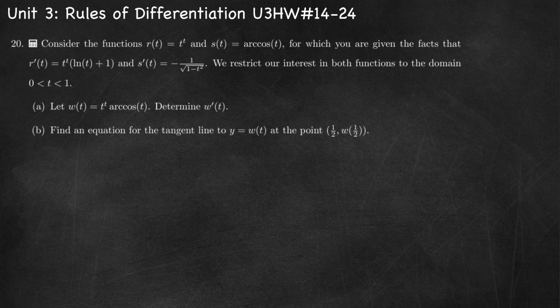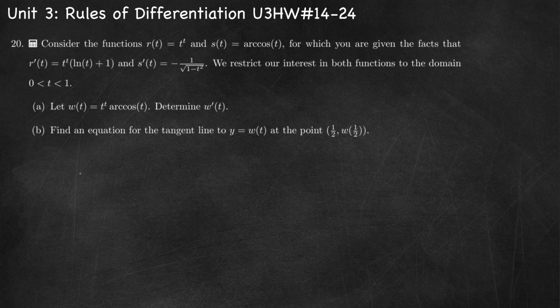Number 20, consider the functions r of t equals t to the power t and s of t equals arccosine t, for which you're given the facts that r prime of t equals t to the t times the quantity ln t plus 1, and s prime of t is negative 1 over the square root of 1 minus t squared. We restrict our interest in both functions to the domain t strictly between 0 and 1.